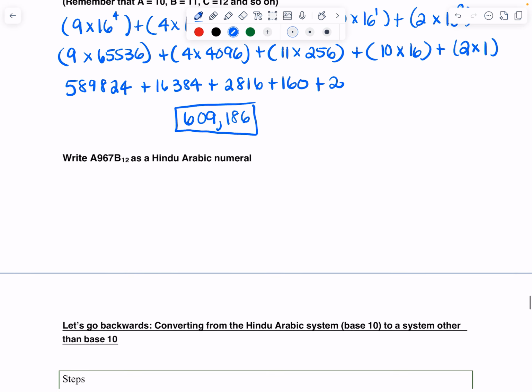All right, so let's try another one. This is base 12. Again, remember that A is equivalent to 10 and B is equivalent to 11. Again, we're going to need a calculator for this. We're going from their system to ours, so remember, we have to multiply.